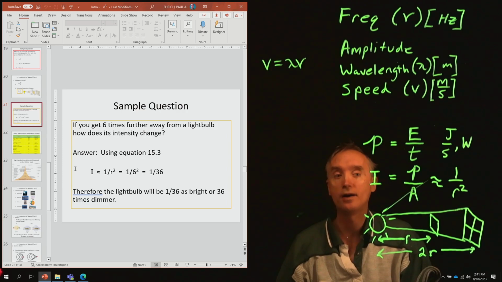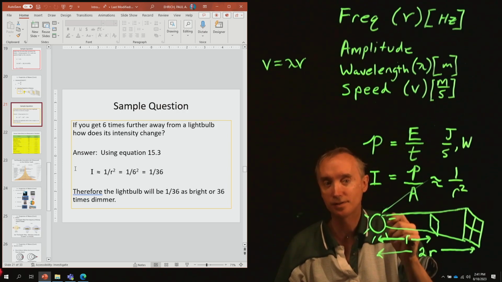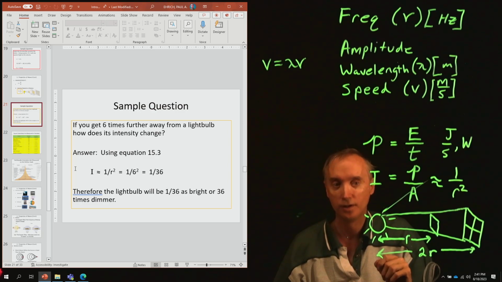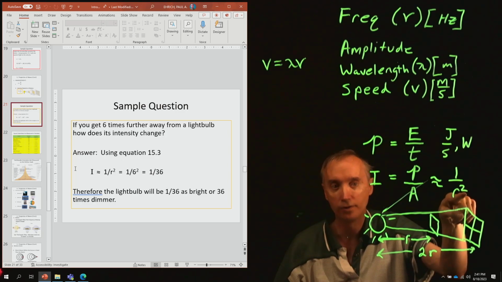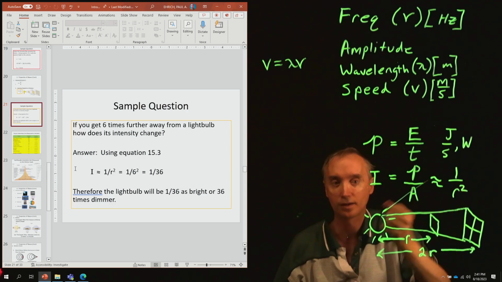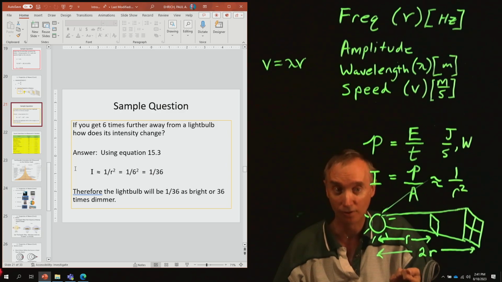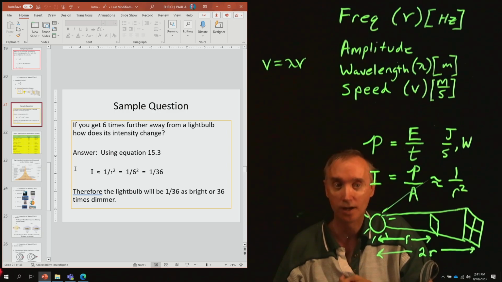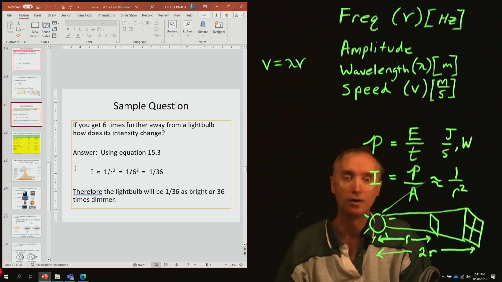Now, if you say it got 6 times dimmer, well, that's better than just saying that it got dimmer. But it's not quite right, because what did you forget to do? It's r squared. So you need to take 6 times 6, which is 36. So you could say it's going to be 36 times dimmer, or you could say it's 1/36th as bright as what it once was. Either of those two answers would be okay on the exam.